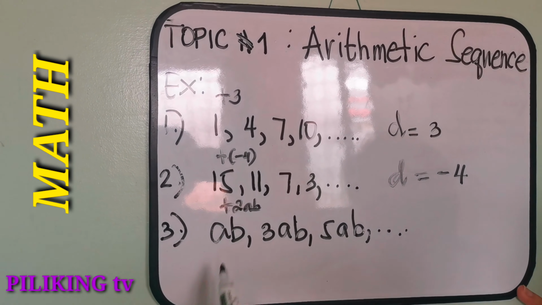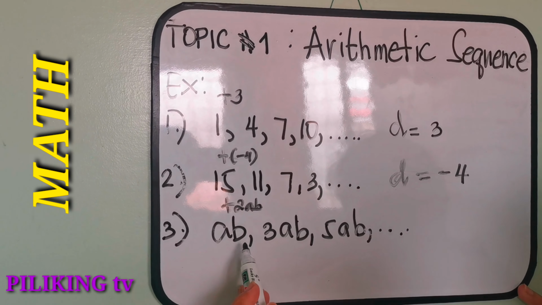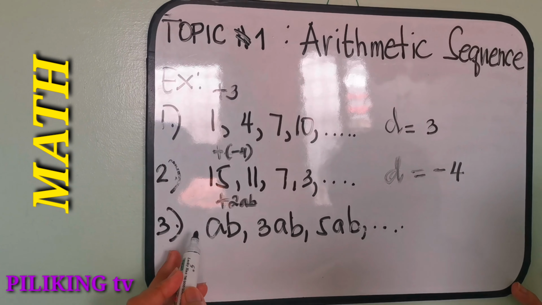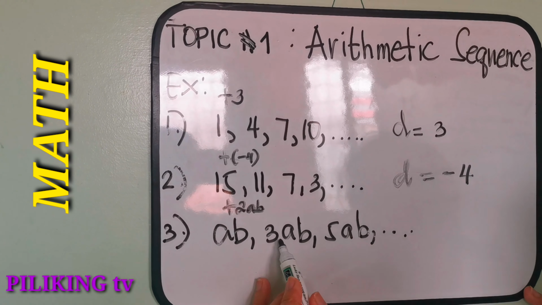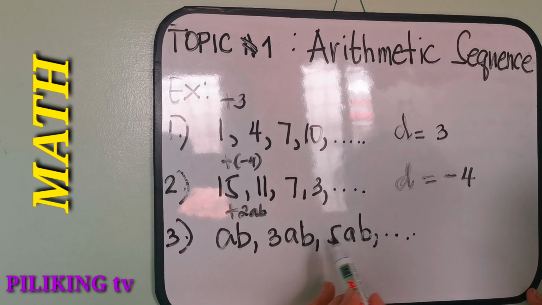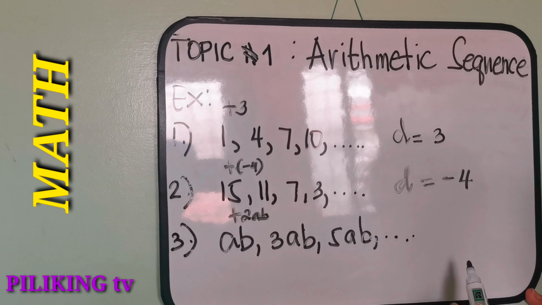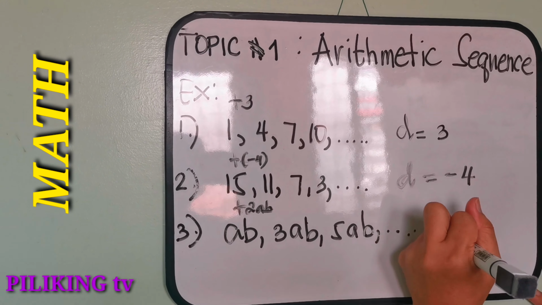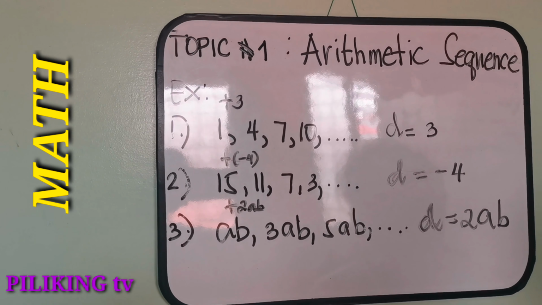So plus 2AB. Okay, so remember, in adding like terms, you have to add their numerical coefficients. The numerical coefficient of AB is 1. So 1 plus 2 is 3. That's why we have 3AB. Then again, you have to add 2AB. So 2 plus 3, that is 5AB. Therefore, our common difference is 2AB.